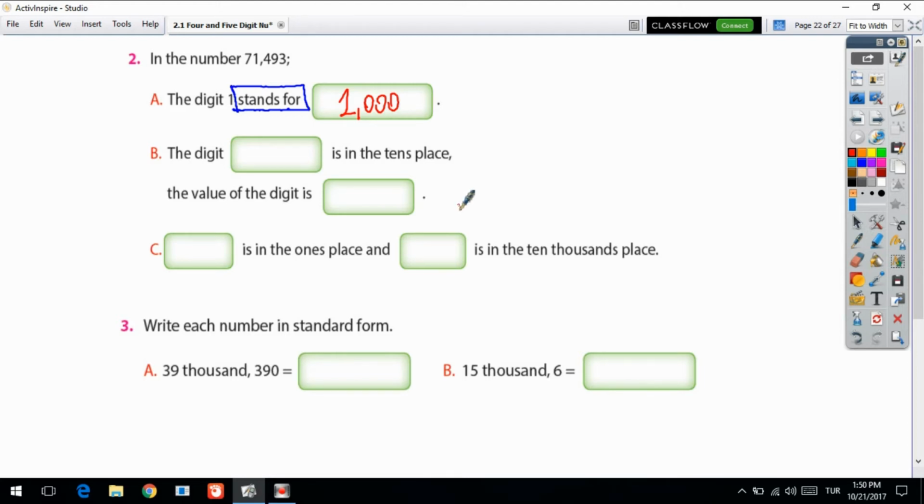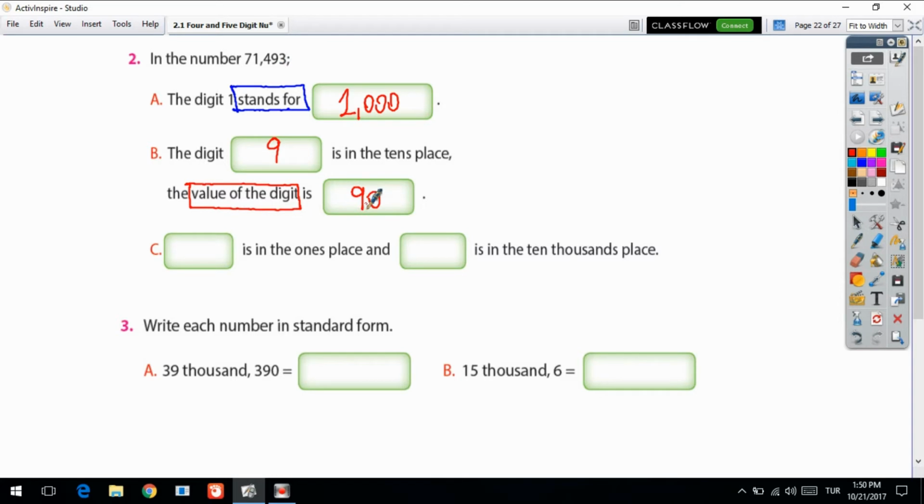The next part: the digit is in the tens place. So which digit is in the tens place? 3 is in the ones, 9 is in the tens. So 9 is in the tens place. The value of the digit: 9, where is 9? In the tens place. So I multiply to get the value. They are the same meaning too, like stands for, value of the digit and place value. This is another meaning of them. You multiply your number by the value of each digit. 9 times 10 is equal to 90.